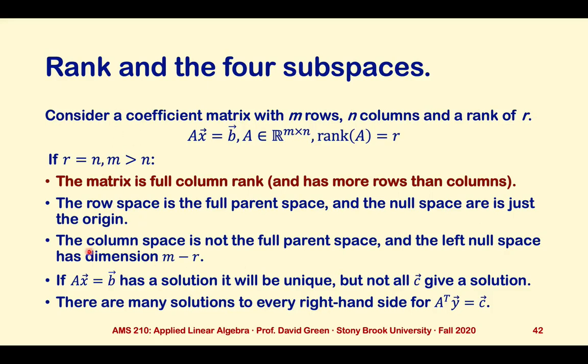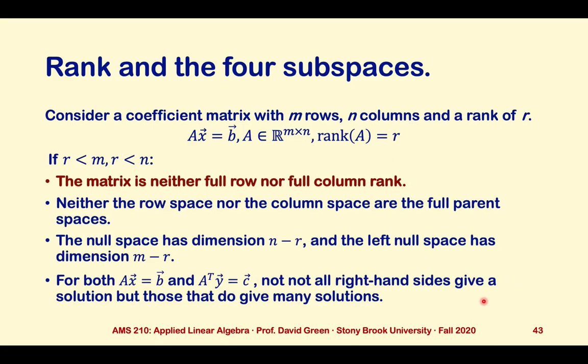In this case, Ax equals b will have a unique solution if it has one, because the null space is just the origin, but not all right-hand sides give a solution. Flipping around to the transpose linear system, the backwards linear system, there are many solutions to every right-hand side for A transpose y equals c.